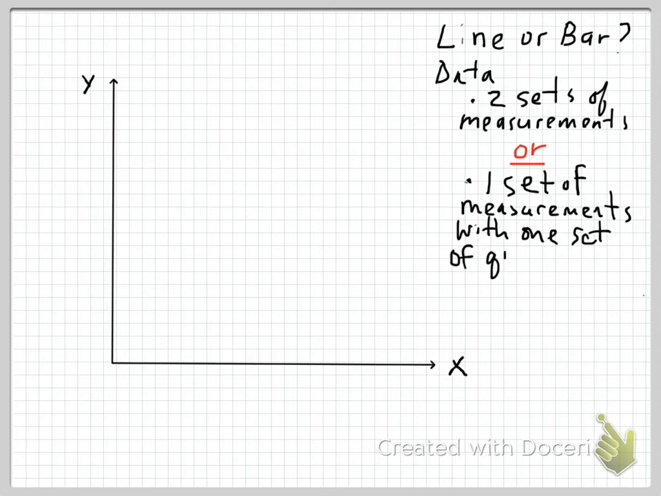Okay, we're describing the quality of something. It's not a measurement. There's no numbers involved. So if we have two sets of measurements, we're going to use a line graph. And if we have one set of measurements, one set of numbers, and one set of qualitative data, we're going to do a bar graph.